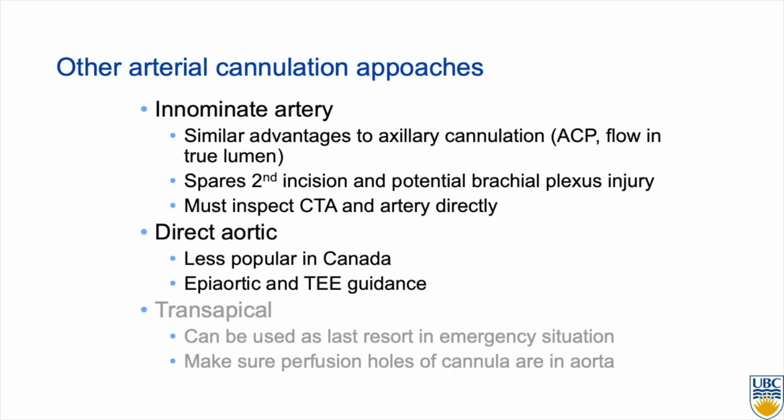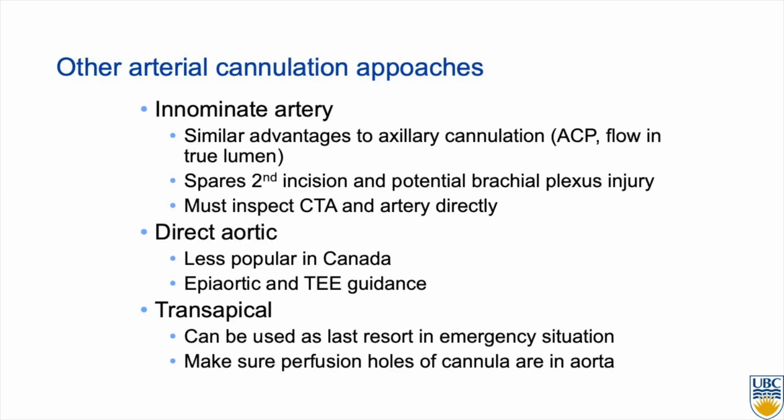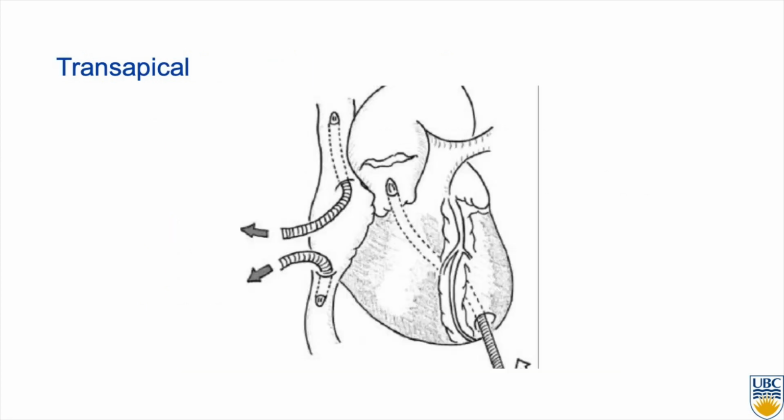Another arterial cannulation approach is direct aortic. It's a less popular approach, and it requires some kind of ultrasound guidance, most typically TEE, and is typically done over a wire, as illustrated in this illustration. The last approach that I will touch on is the transapical approach. This approach should be reserved to emergency situations as a last resort in patients that are highly unstable.